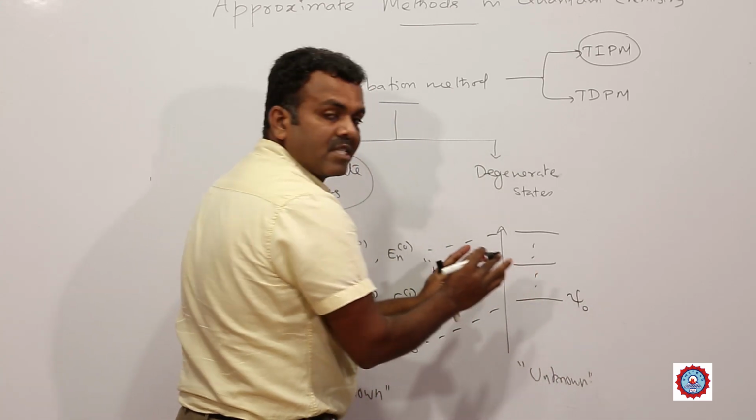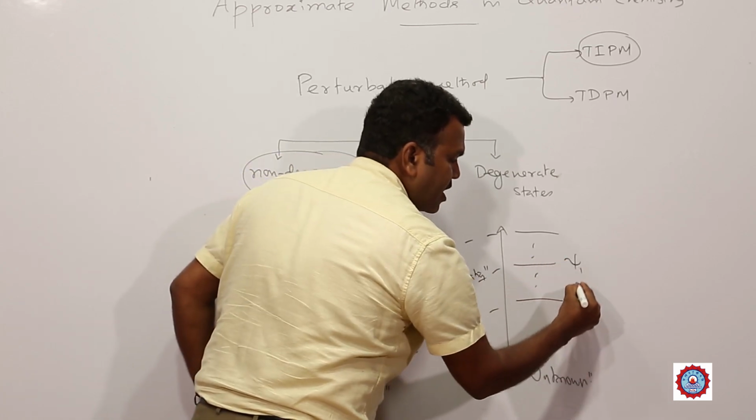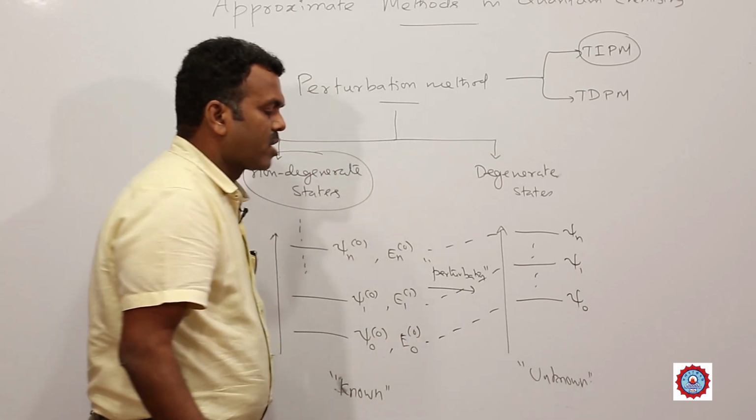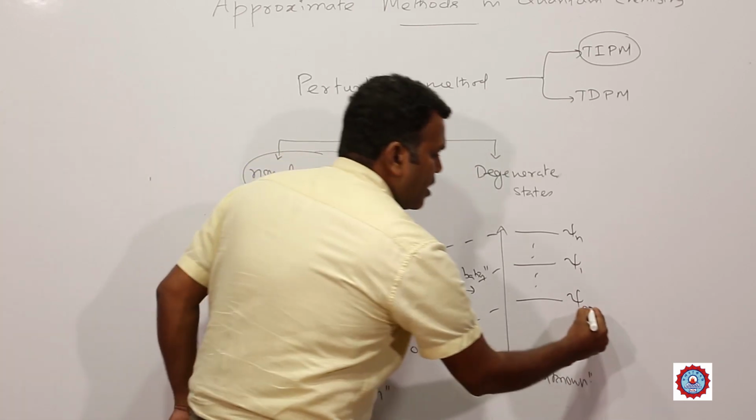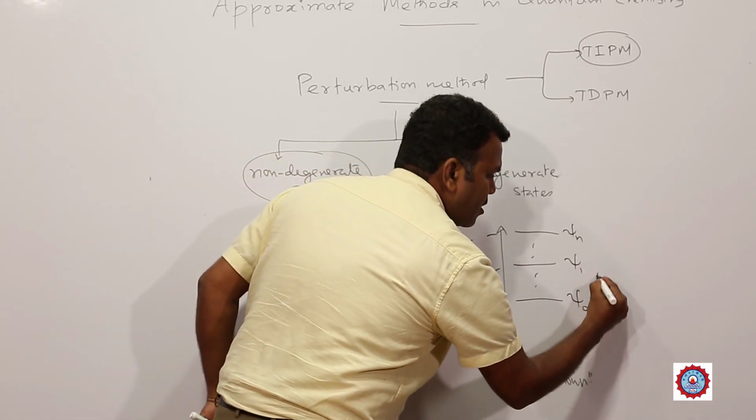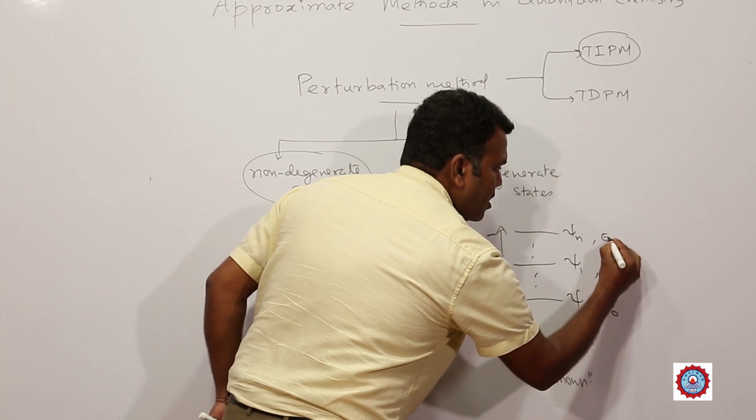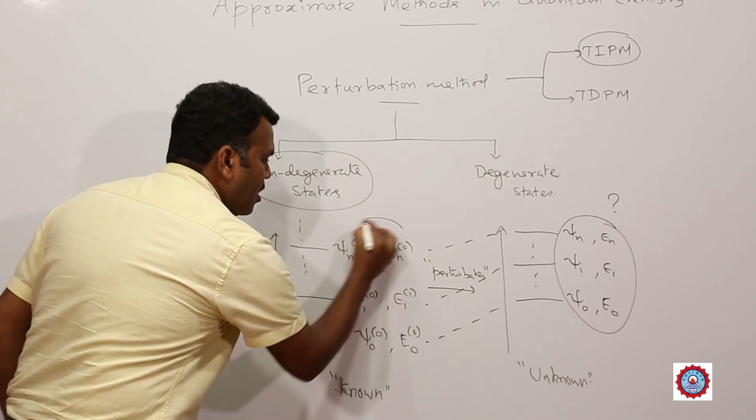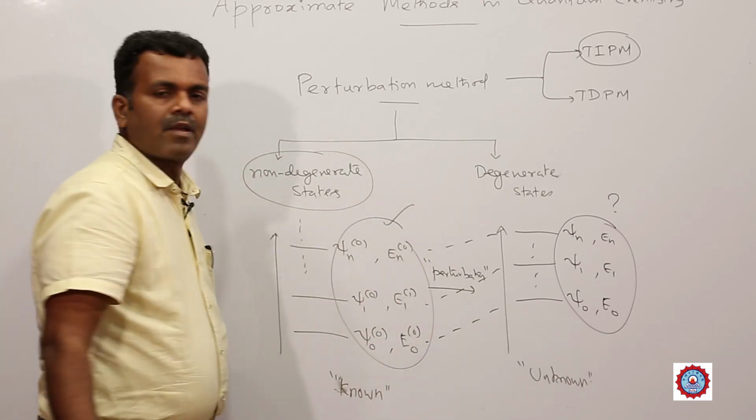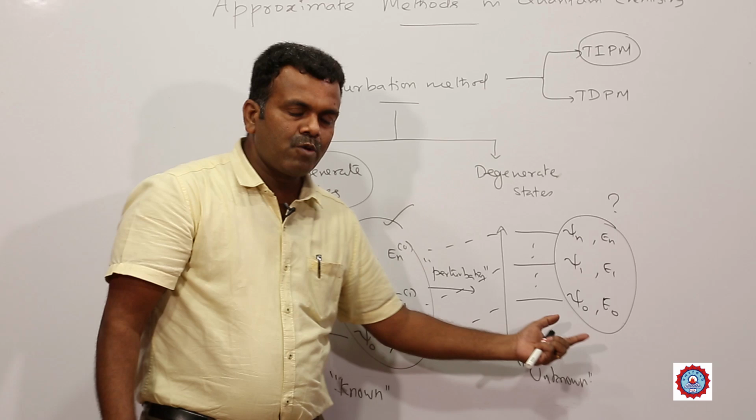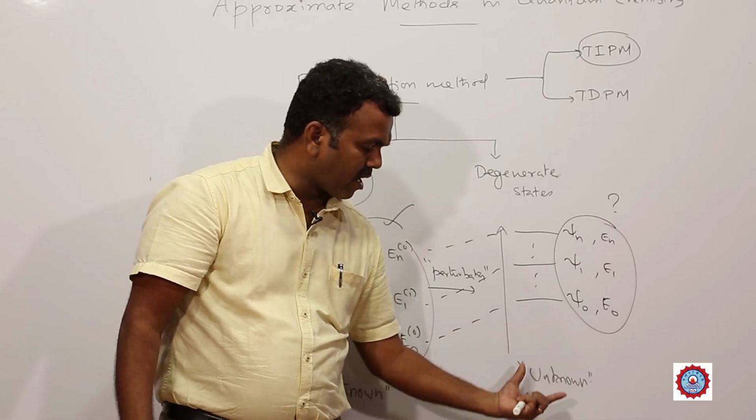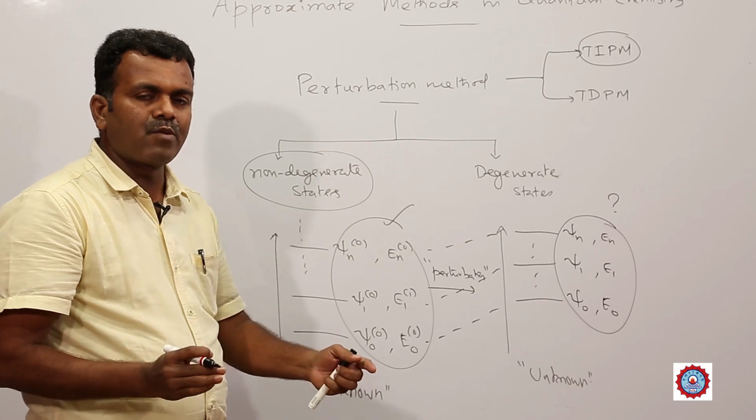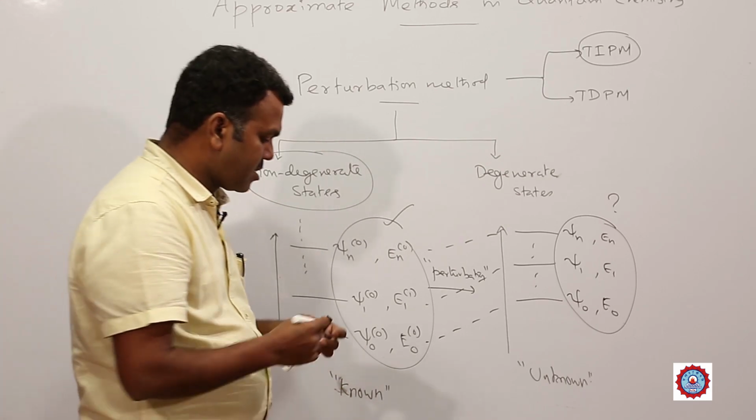Let me represent that as psi naught. Then for the first excited state, let it be psi 1, and for some nth state, let it be psi n. So, psi naught, psi 1, psi n, and the corresponding energies E naught, E1, En. These are the things we have to calculate. And these are all known values, right. So, if you want to apply the perturbation method for an unknown system, you require a known system which differs only slightly. So that's the idea.